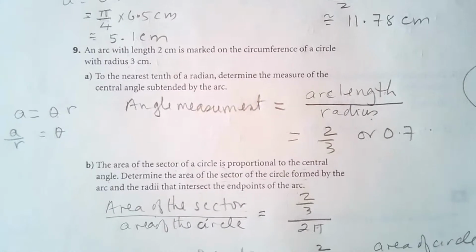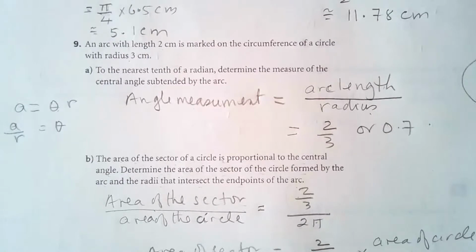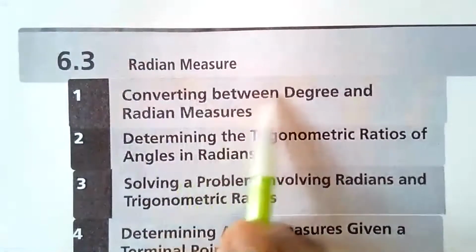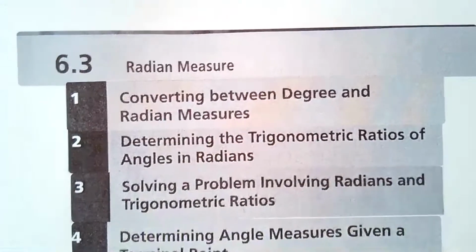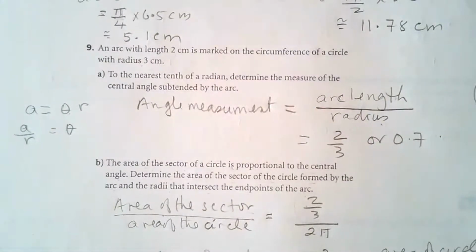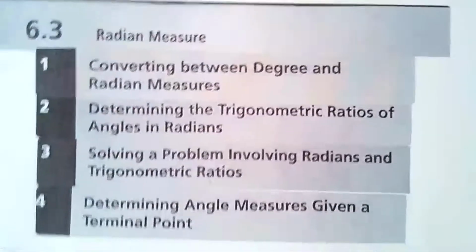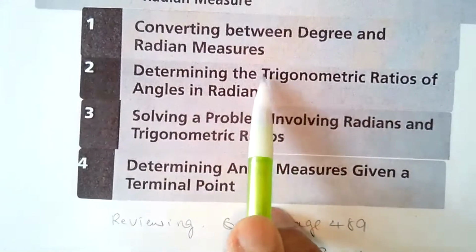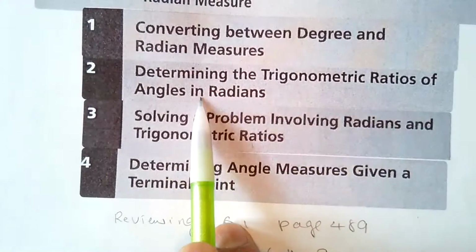Okay, that's the end of the questions related to the first part, converting degrees and radian measures and arc length. In our next lesson, we'll be looking at determining the trig ratios of angles in radians.